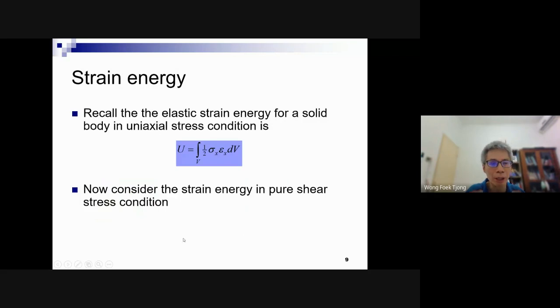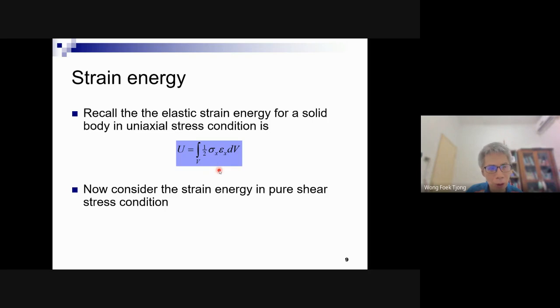If no, let's proceed to discuss the concept of strain energy. For an elastic body without temperature change, let's say a bar, we have learned that the strain energy in a bar is given by this one. Can you remember? For a linear elastic material, with the stress condition only sigma x, the strain energy is given by this one.